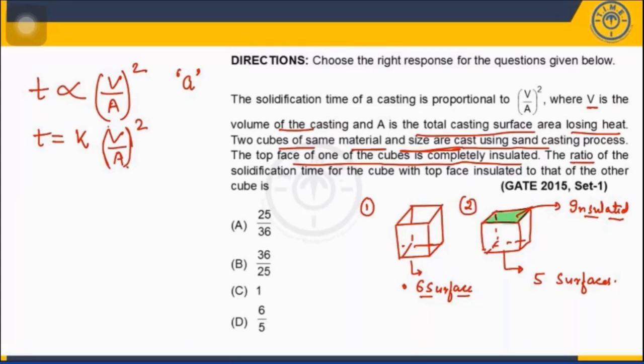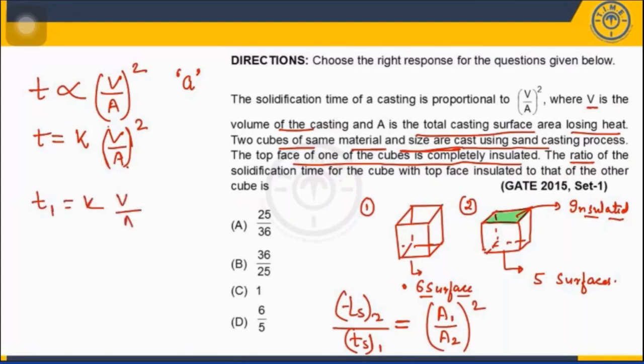What you have to calculate is the ratio of the solidification time for the cube with top face insulated to the other cube. Always read the question carefully. They were asking the ratio of solidification time for the cube with the top face insulated. That means they were asking the solidification time of 2 to the solidification time of 1. The volume is the same, and because time is inversely proportional to area squared, I can write A1 by A2 whole square. If you want, you can write it this way also: T1 = K V by A1 whole square, T2 = K V by A2 whole square.